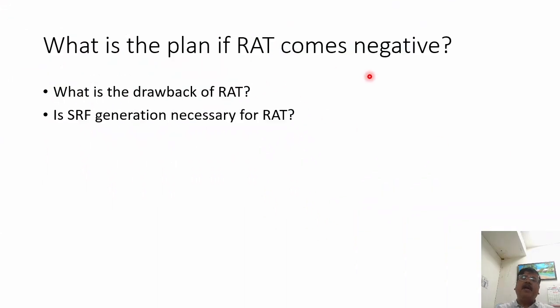So what is the plan if a RAT comes negative? The drawback of RAT, I already told you: a negative test result will not rule out COVID-19. So negative will not rule out. Therefore, those who are symptomatic and fit the clinical criteria should be tested for RT-PCR. Is SRF generation necessary for RAT? Yes, SRF generation is also necessary for RAT. And for a RAT test, if it is negative, there should be data that it is sent for RT-PCR. So all these are the ICMR guidelines.